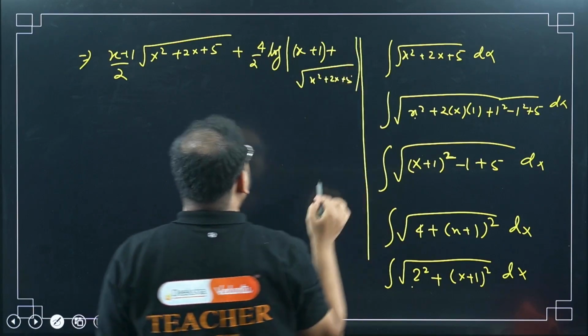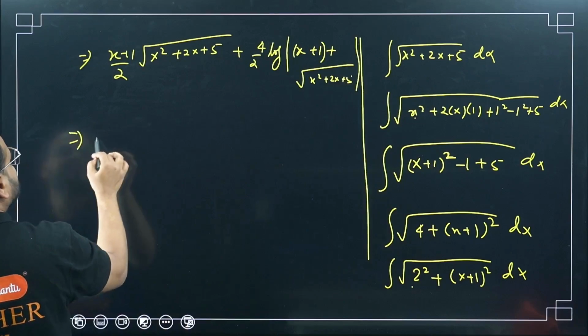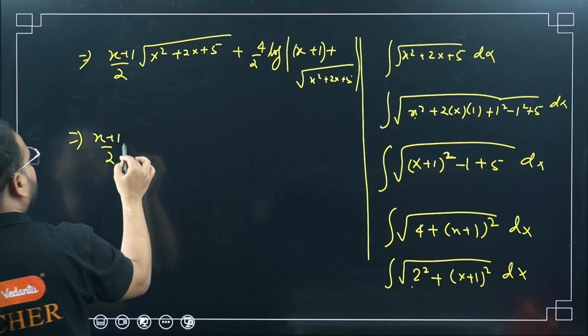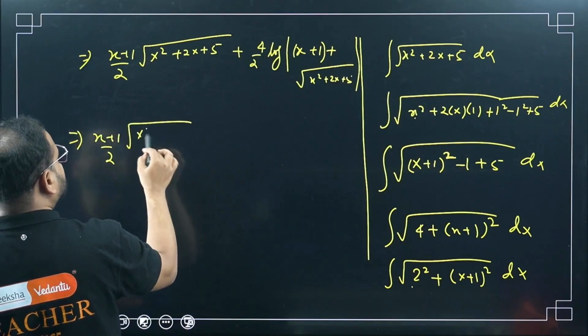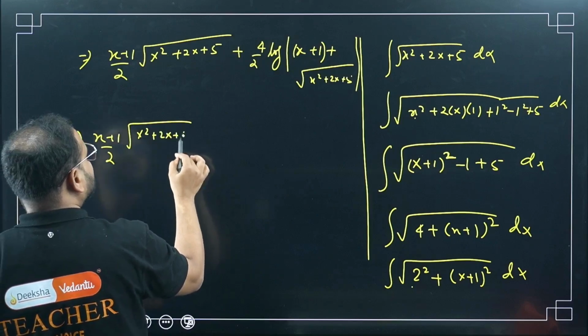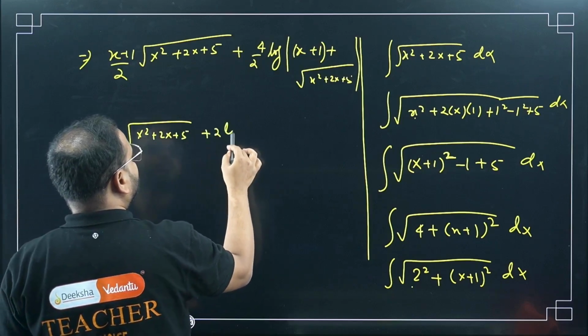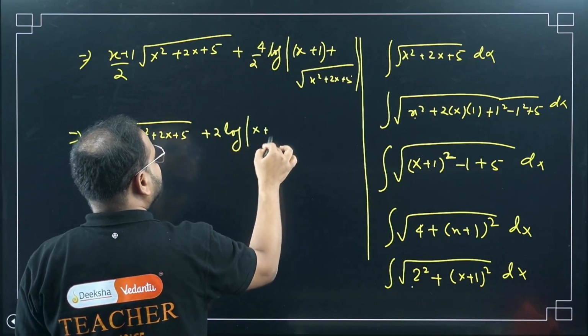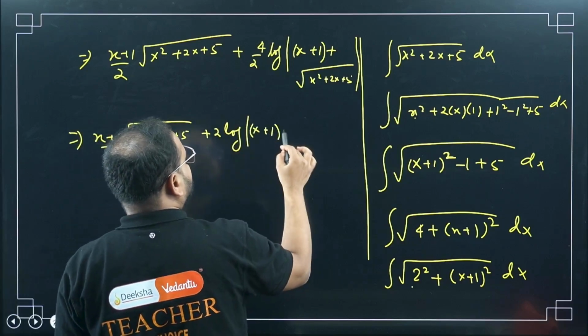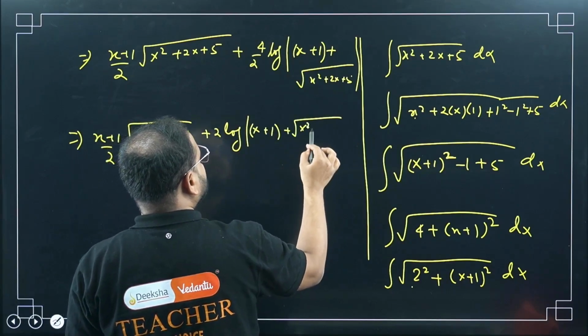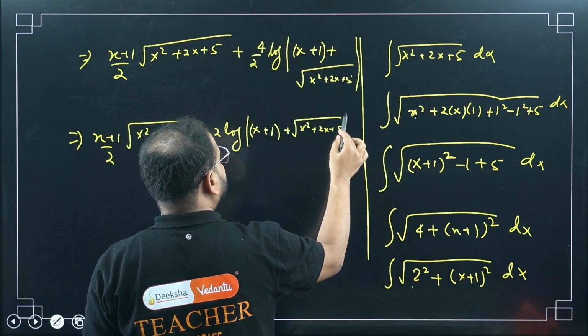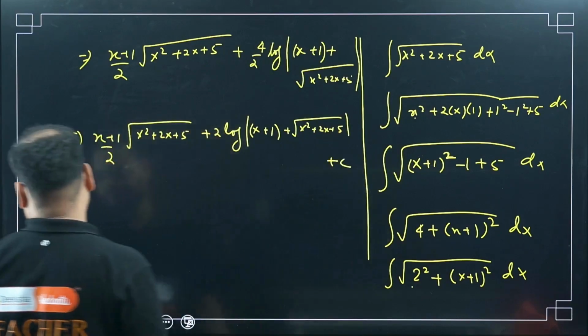Okay. So let me write this answer for you. Finally, my answer is x plus 1 by 2, x square plus 2x plus 5 plus 2 log of x plus 1 plus again the same thing, x square plus 2x plus 5, with the c.